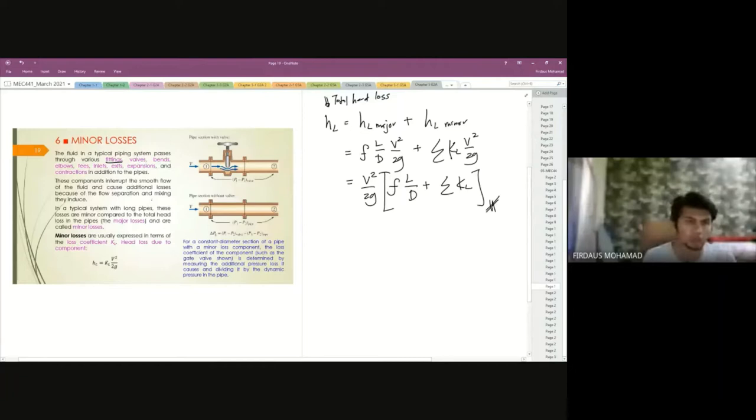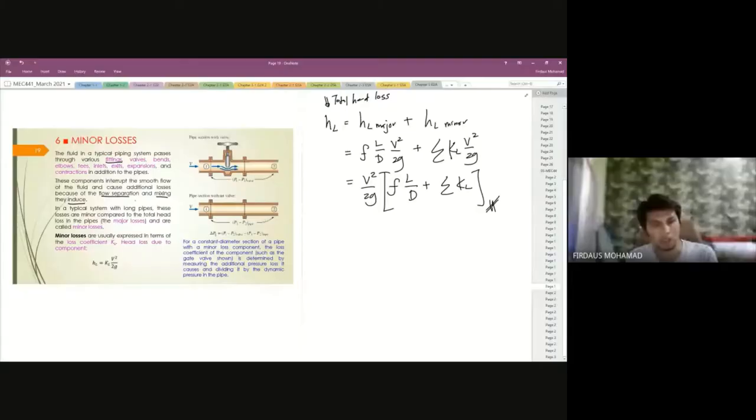So what are minor losses? Basically, minor losses happen due to flow separation in the pipe, and also the mixing they induce in the pipe. Mixing means that from high velocity it suddenly becomes low velocity. Okay, sudden deceleration. So this is mixing from low velocity to high velocity or high velocity to low velocity, in a sudden loss or sudden expansion.